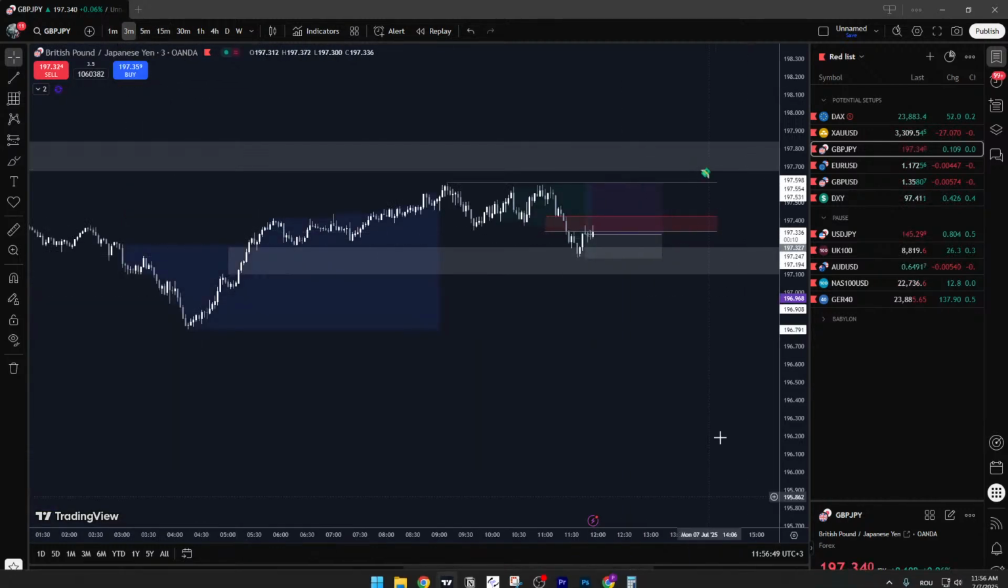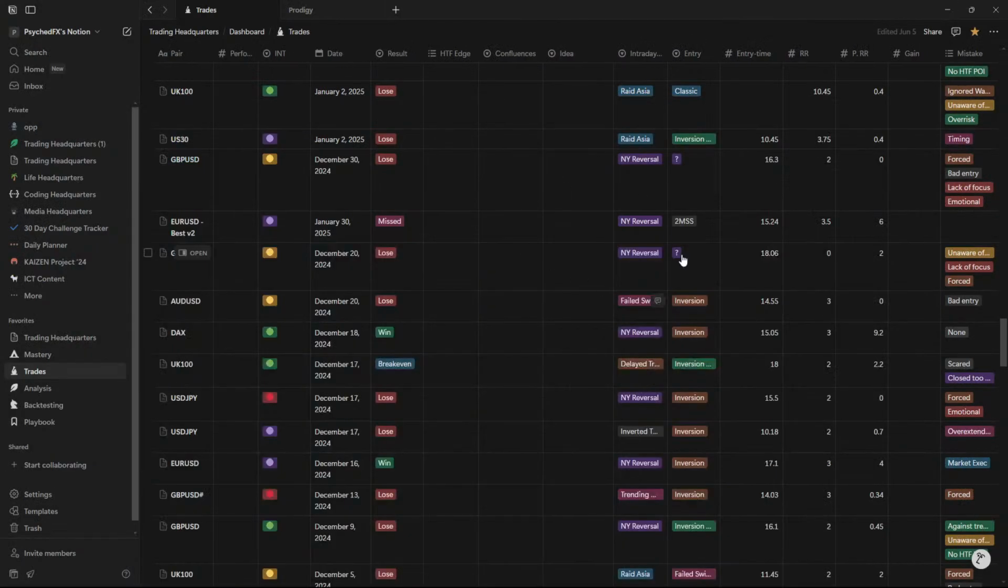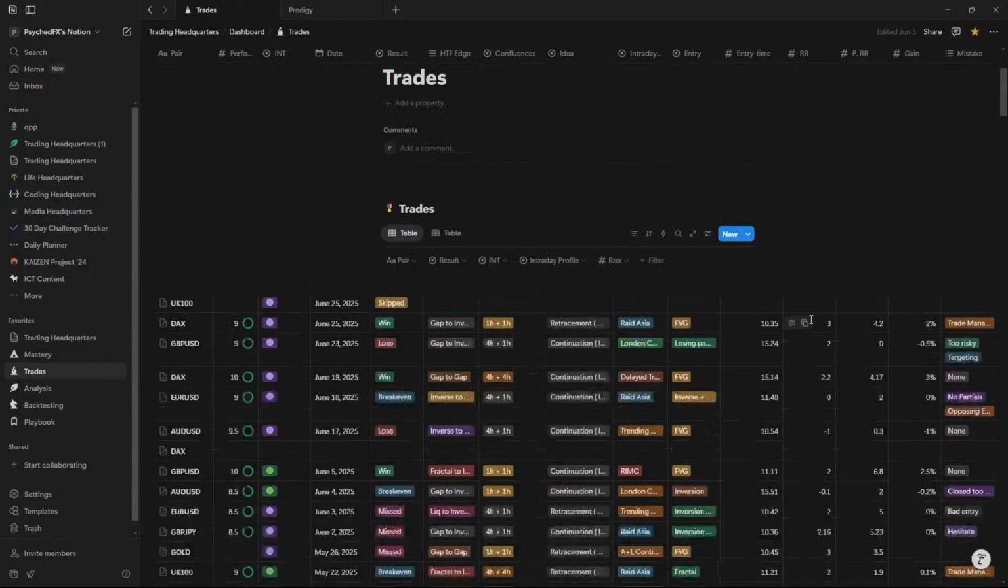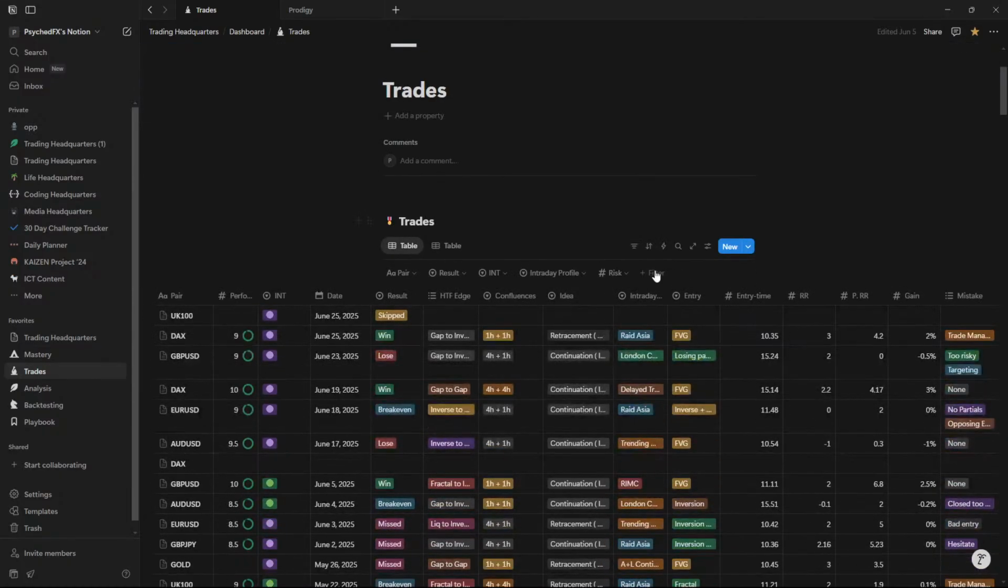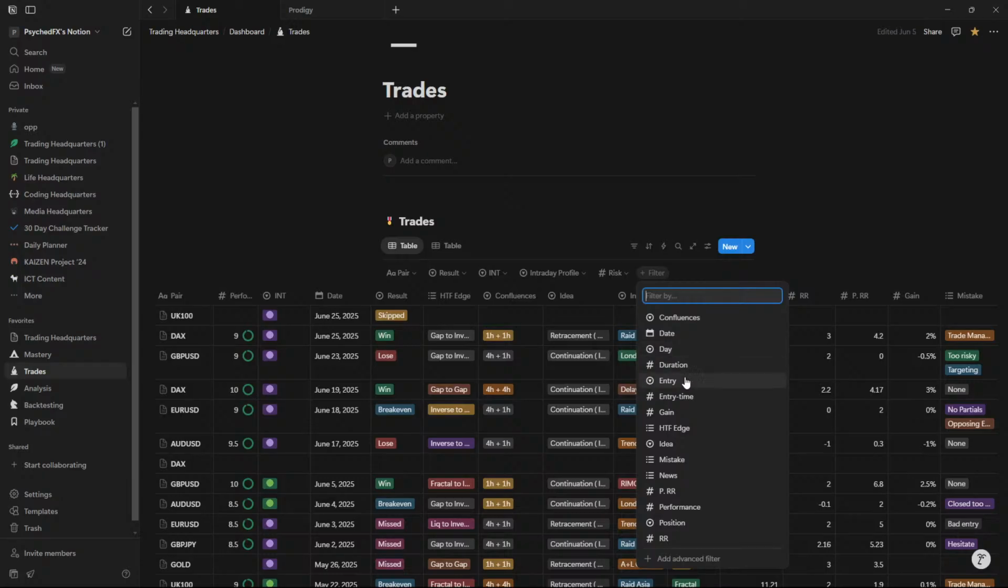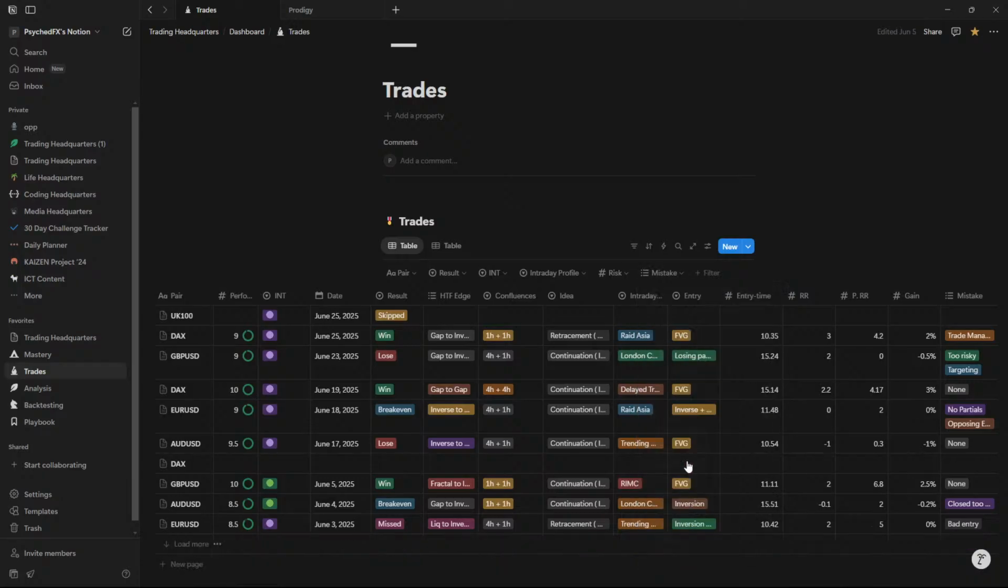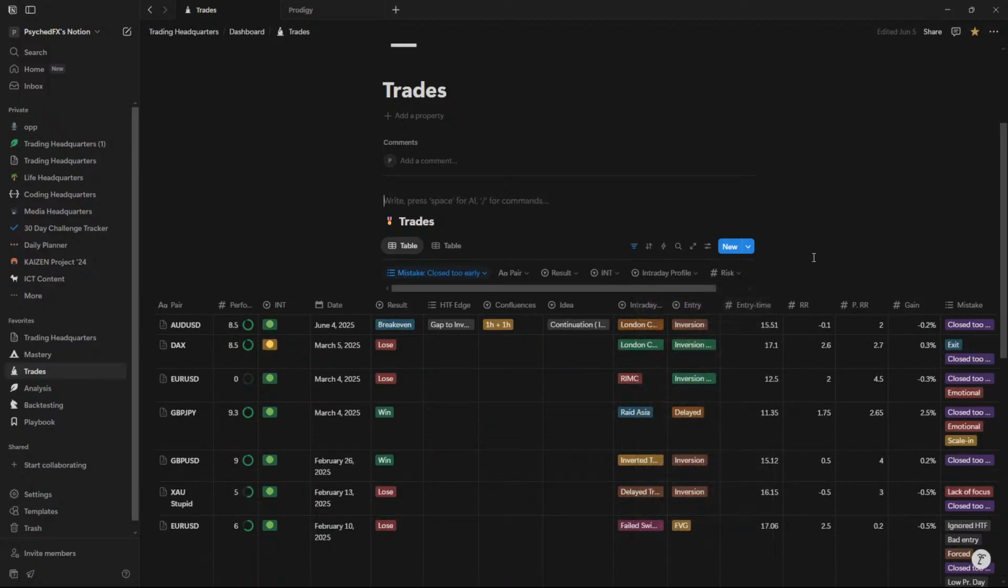Yeah, this is not. It doesn't look like it's gonna work. Let me. Oh my god, my Notion is lagging so hard. I wanna filter here and go by mistake and go close too early. I'm gonna show you how many trades I have.